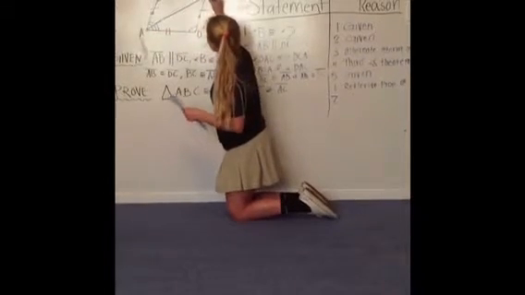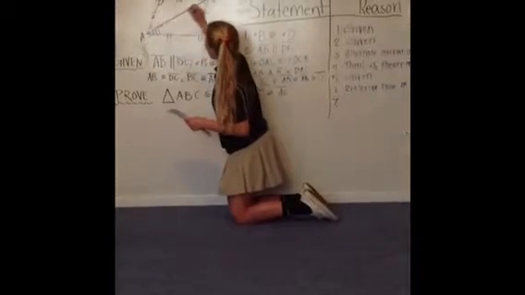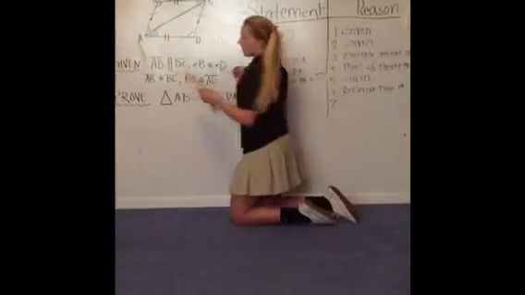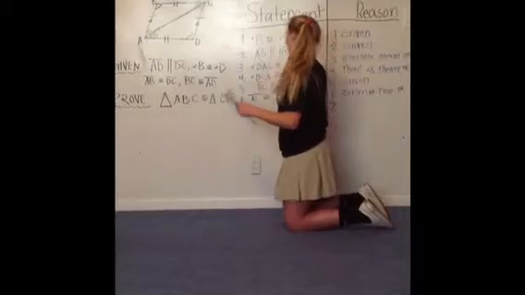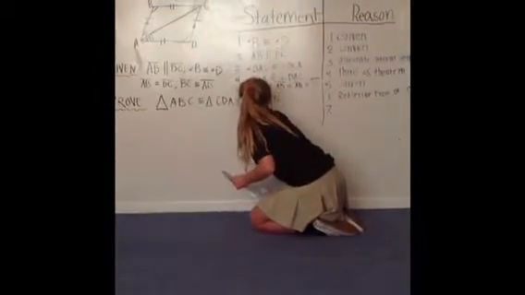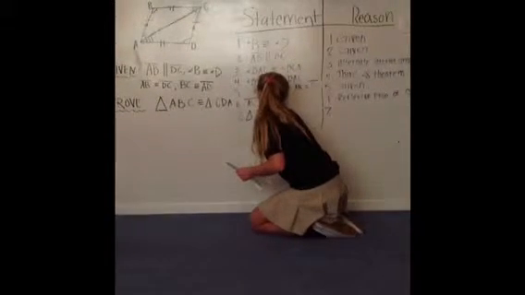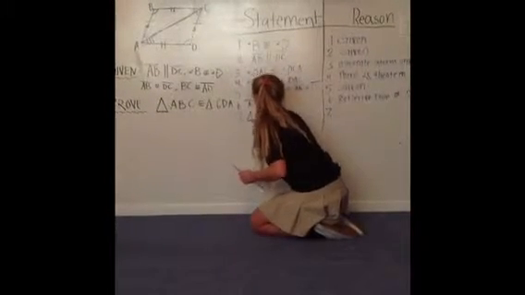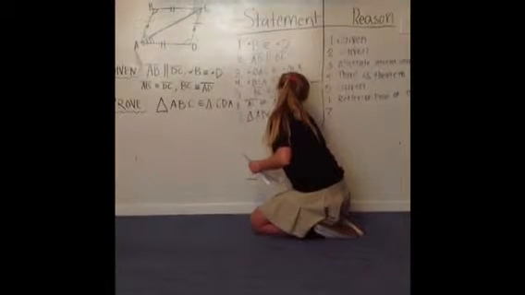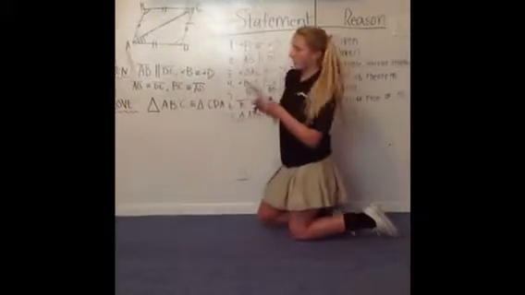is congruent to triangle CDA. And that is because of the definition of congruent triangles. So at the bottom we write our final statement, which would be triangle ABC is congruent to triangle CDA.